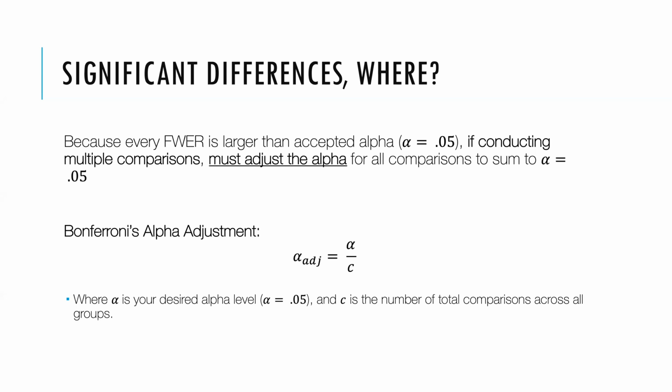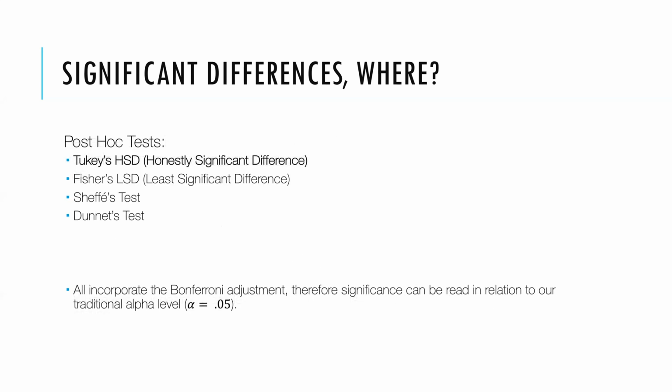And we say it's only a significant difference if we are smaller than that new alpha. But instead of doing all of that, there are again programs and packages built to do this kind of work. Especially in R, we have these post-hoc tests that incorporate Bonferroni's alpha adjustment into these post-hoc t-test comparisons. A bunch of different tests: we have Tukey's HSD, Fisher's LSD, Scheffé's, and Dunnett's.